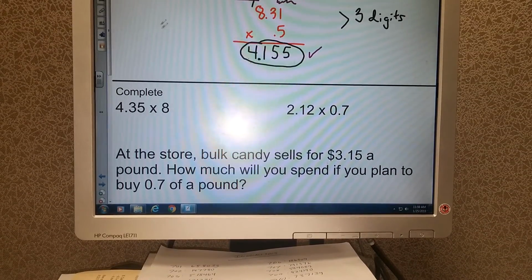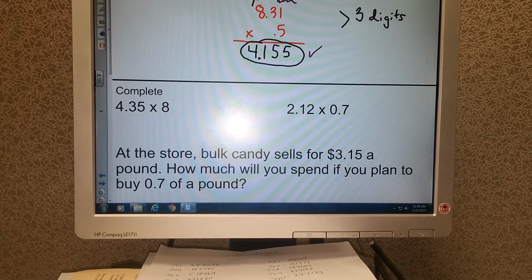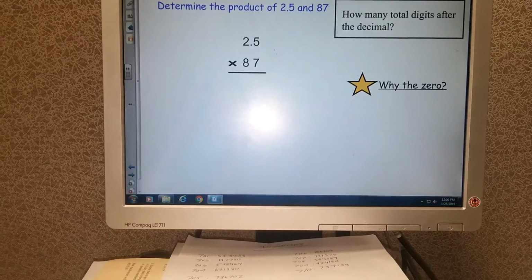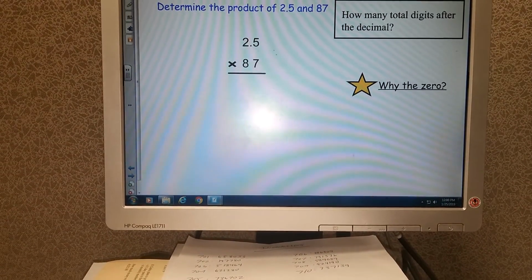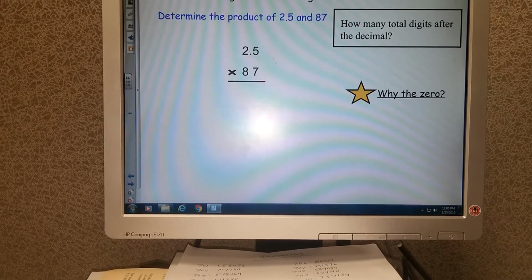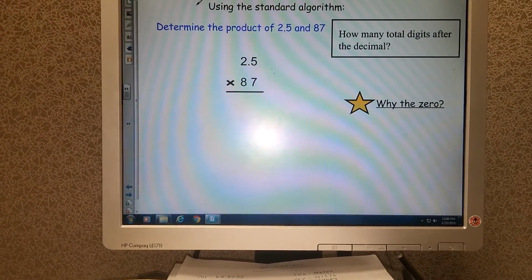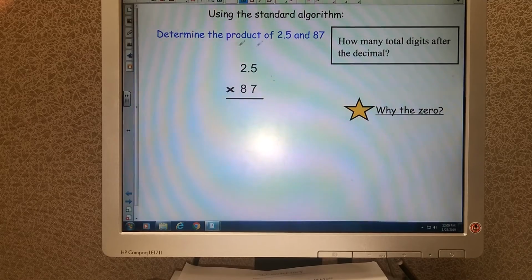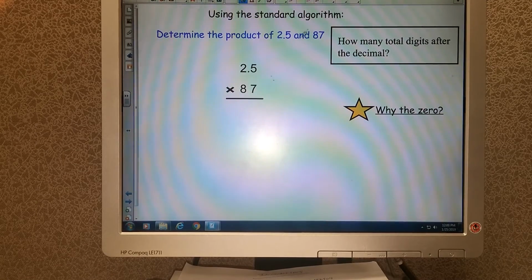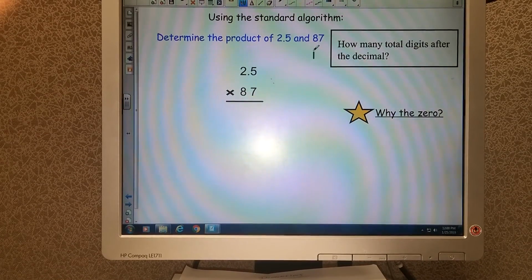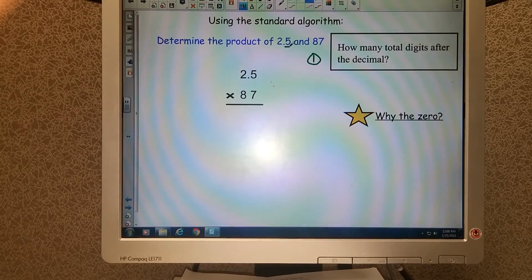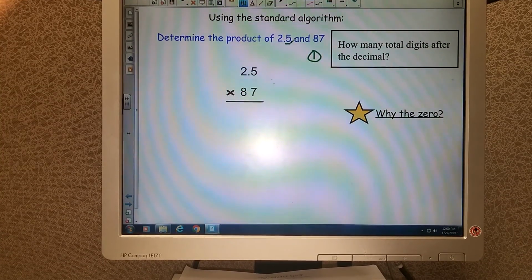Okay, anything you need to copy down or rewatch, rewind the tape and do that before moving forward. All right, 2-digit by 2-digit multiplication using the standard algorithm. The same idea holds true. If I'm determining the product of 2 and 5/10 and 87, first thing I'm doing is noticing, okay, I only have 1 digit after my decimal place.